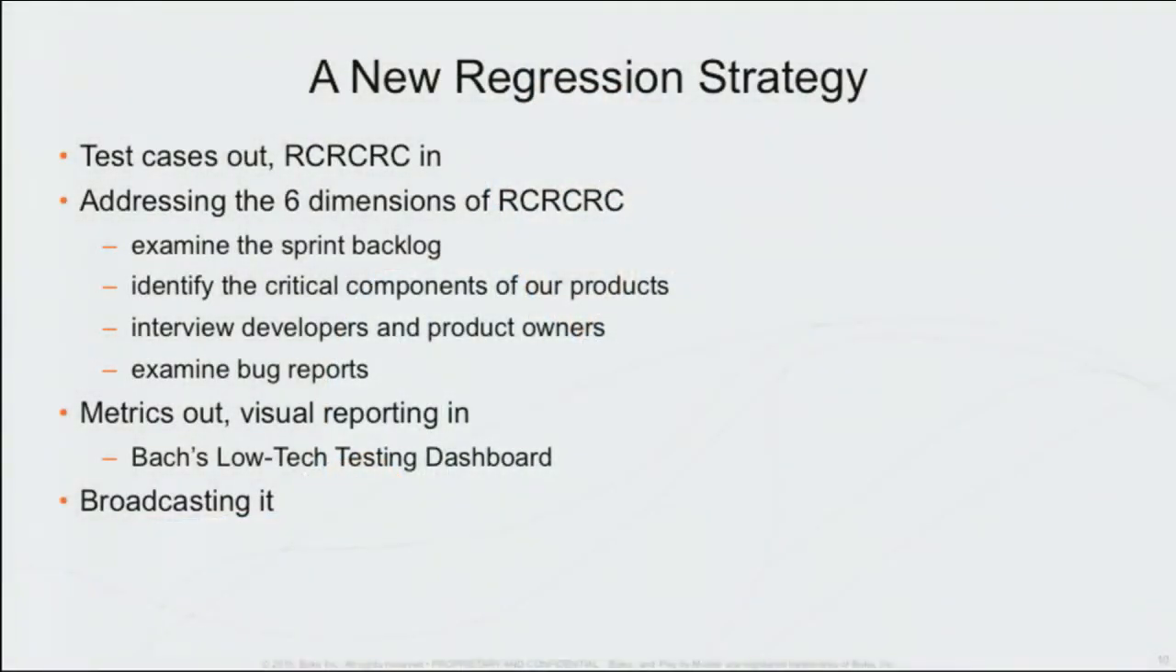So we had our new regression strategy in place, and we were going to need a way of asking questions about these 6 dimensions on a recurring basis. So what we did is we started to examine our sprint backlog, our bug reports. We would interview developers and product owners so that we can get a sense of what was going on in the platform. What have they been changing?